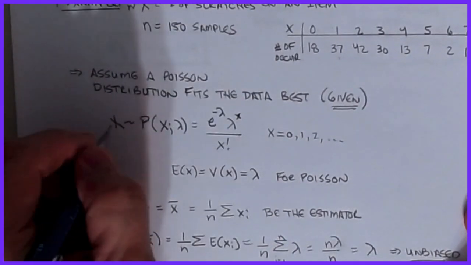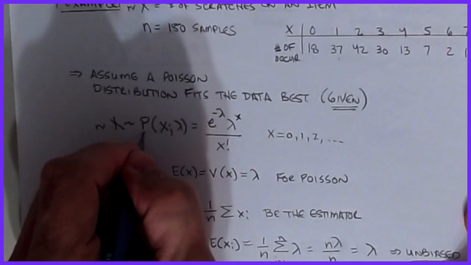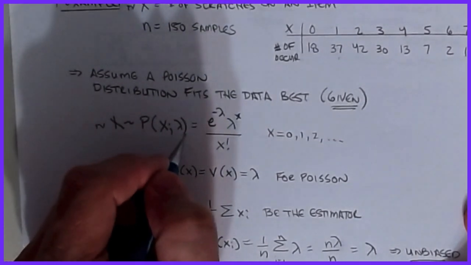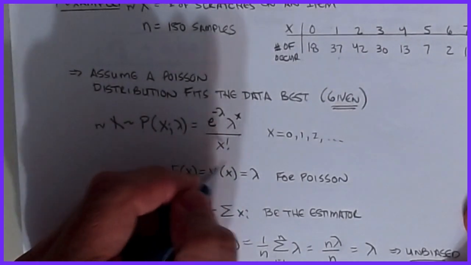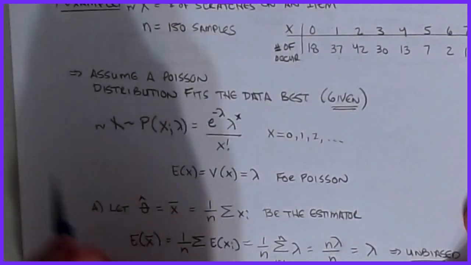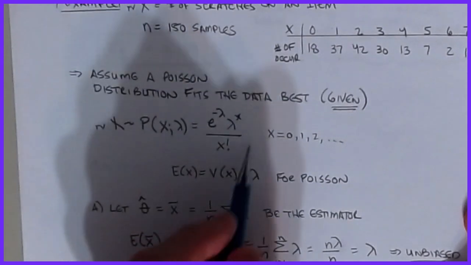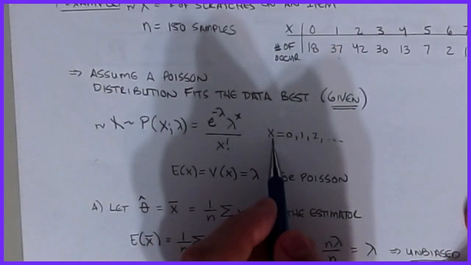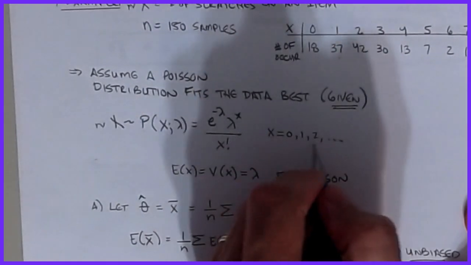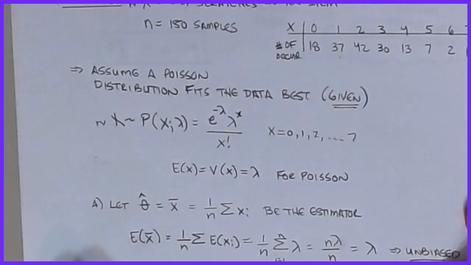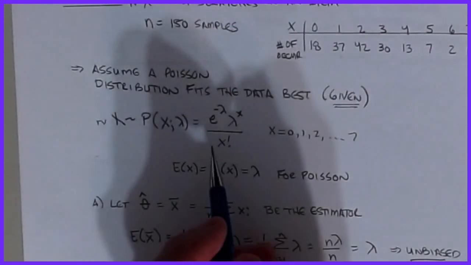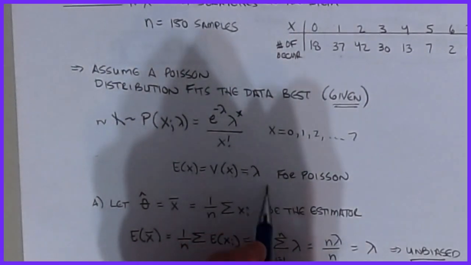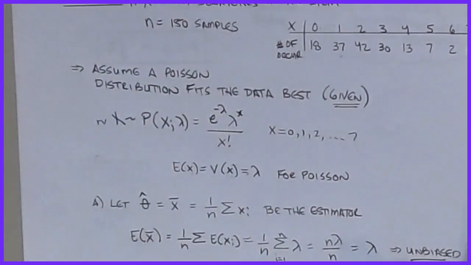Then we know that my random variable x is Poisson distributed with some parameter lambda, so P(x) equals e to the minus lambda, lambda to the x, over x factorial. We've covered this in a previous video, so if you need to review, please go back and look at our Poisson distribution video, where we explain this formula in more detail. My x values go from 0, 1, 2, all the way up to 7. For the Poisson distribution, the expected value of x and the variance of x both relate back to this lambda parameter.